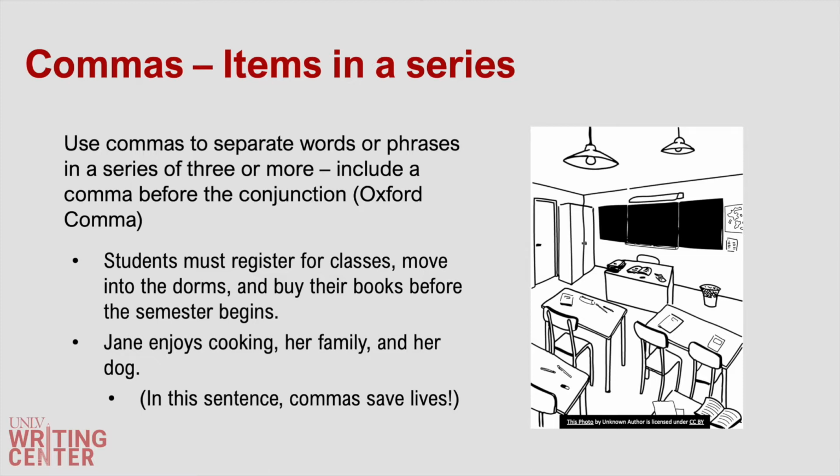The Oxford comma has some critics, however. Its use can add clarity to your sentences. In the example, Jane enjoys cooking, her family, and her dog. Omission of the final comma between her family and her dog may lead readers to believe that Jane may be a sociopath who enjoys cooking up her family and her dog for her next meal.